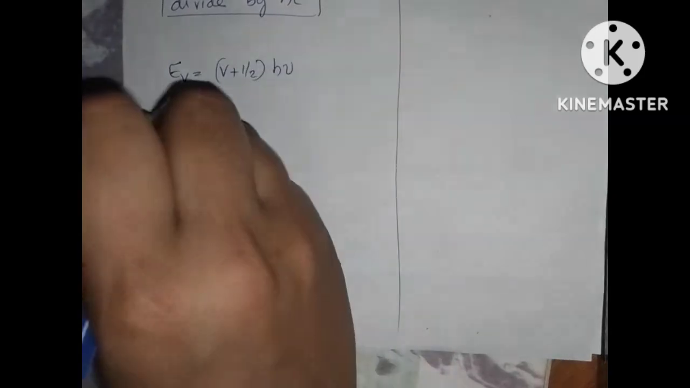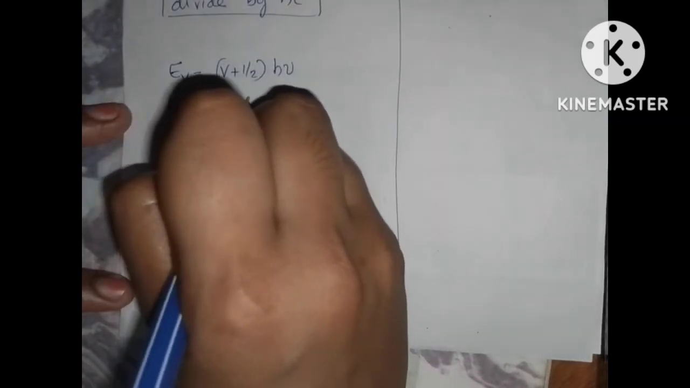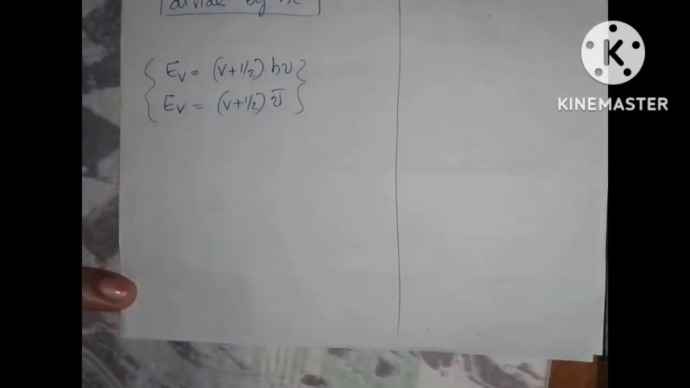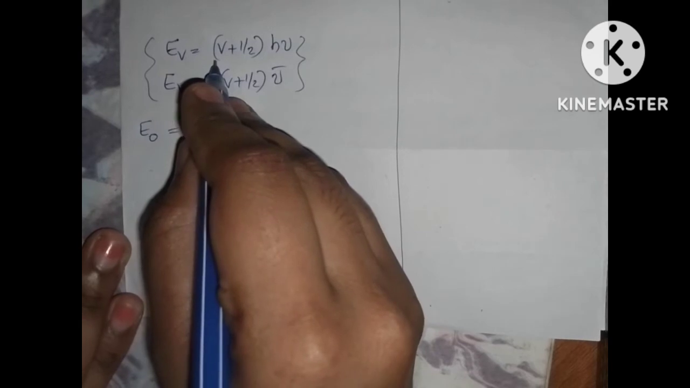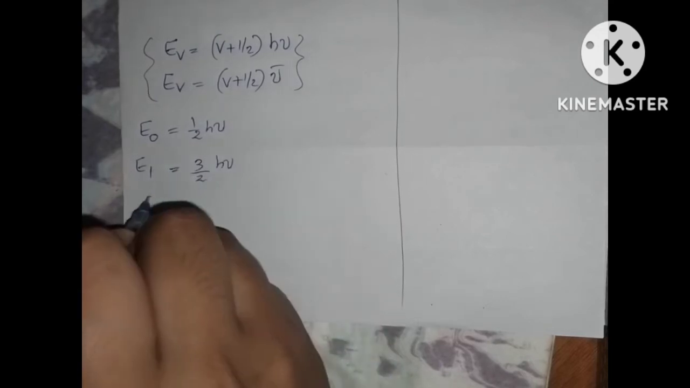Because we know the vibrational energy EV is equal to V plus half into h nu, we can also write EV is equal to V plus half into nu bar. Both equations you should remember. Now we can find the energy of each level. For E0, that means V equal to 0, put 0 in the place of V and we get half h nu. For E1, put 1 in the place of V and we get 1 plus half into h nu, that means 3 by 2 h nu. For V equal to 2, we get 5 by 2 h nu.